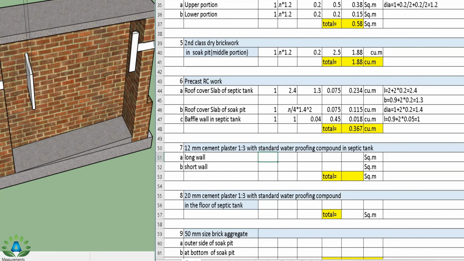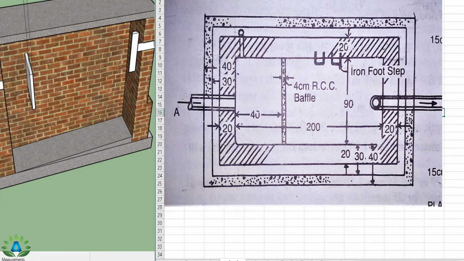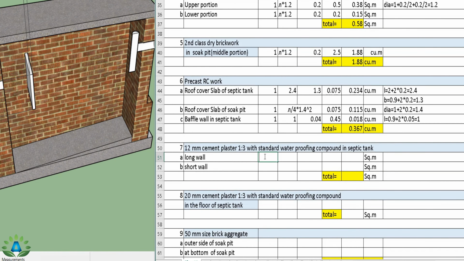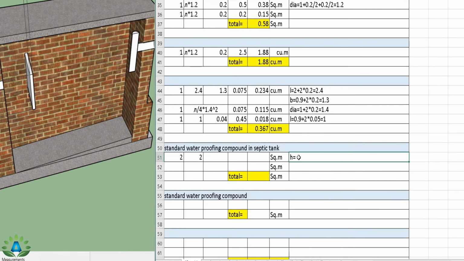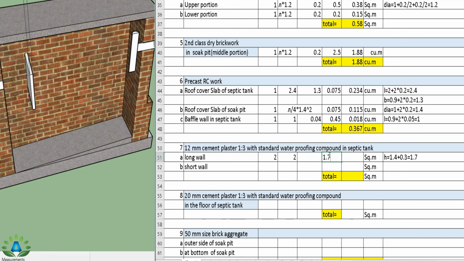So we have the long walls, that means these two portions are considered as the long wall. That means this point to this point, and here also this point to this point. That means 2 number of the long wall having the length of 2.0. So the long wall is number 2, length equals to 2, and we don't consider the width, we have to consider the height. That is, the height equals to 1.4 plus 0.3, that is 1.7. And we get the total quantity 6.8.